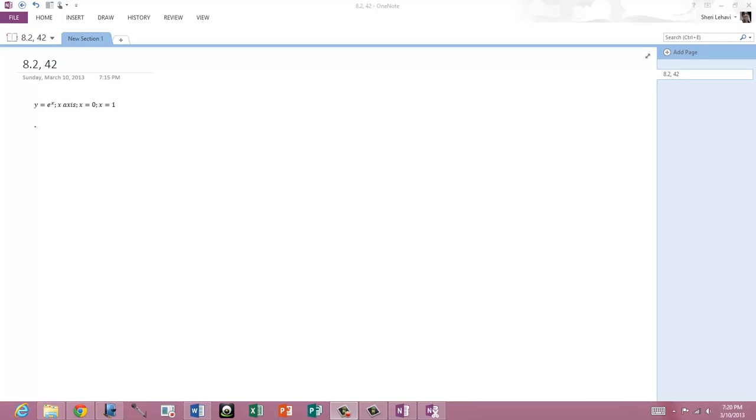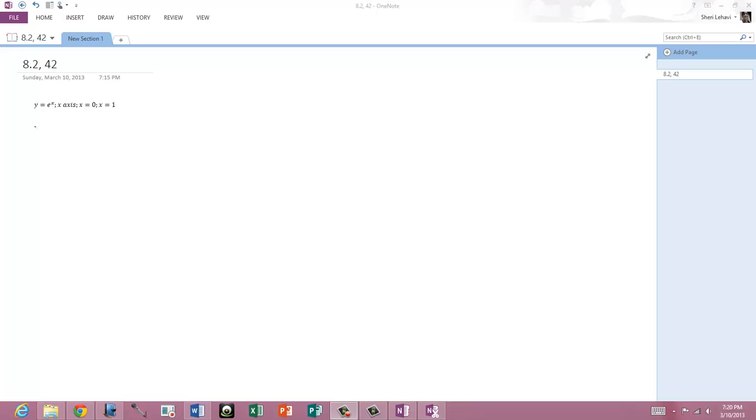Now we're going to do 8.2, number 42. This is also the volume of a solid. It's a little bit different idea because now instead of rotating, we're going to be creating our solid by stacking given shapes on the region. They still need to give us the region.